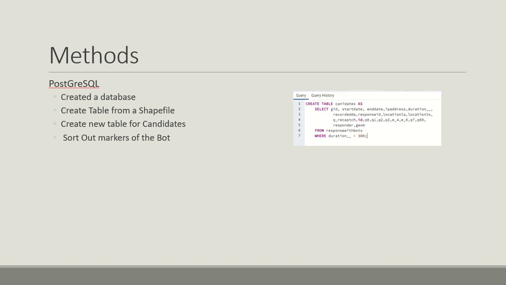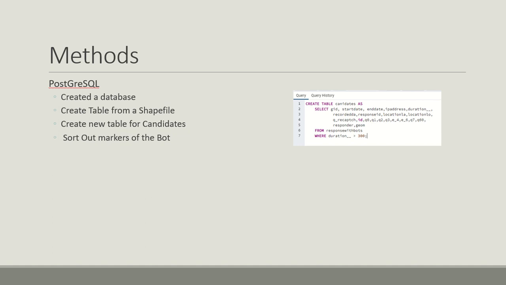Next, I moved to PostgreSQL. I had downloaded or exported the shapefile made by the points being plotted, and I kept the attributes that would be helpful in taking the bot test. With this information, I created a database, and then I created a table from the shapefile.